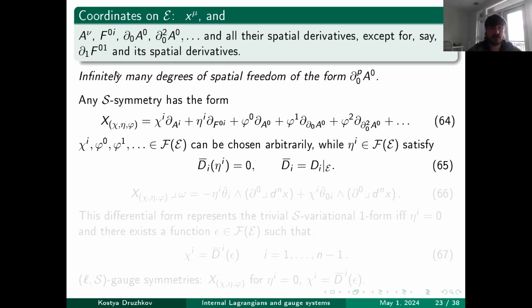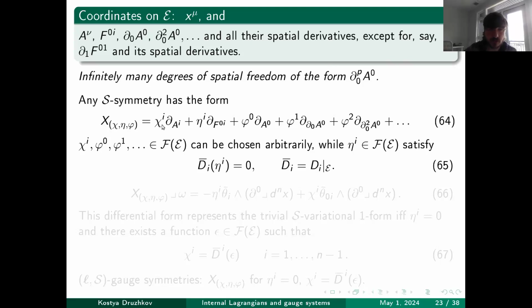Let me note that here we have infinitely many degrees of spatial freedom of this form. They are degrees of spatial freedom because according to the spatial equation, they should be considered independent. They should be considered new dependent variables according to our spatial equation. That is why they are degrees of spatial freedom. For the Maxwell equation, they are not separate degrees of freedom, but for the spatial equation, they are.